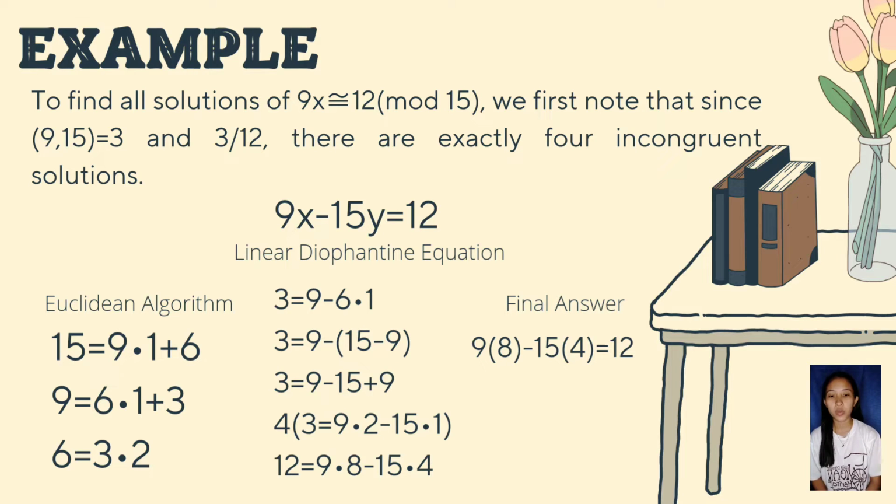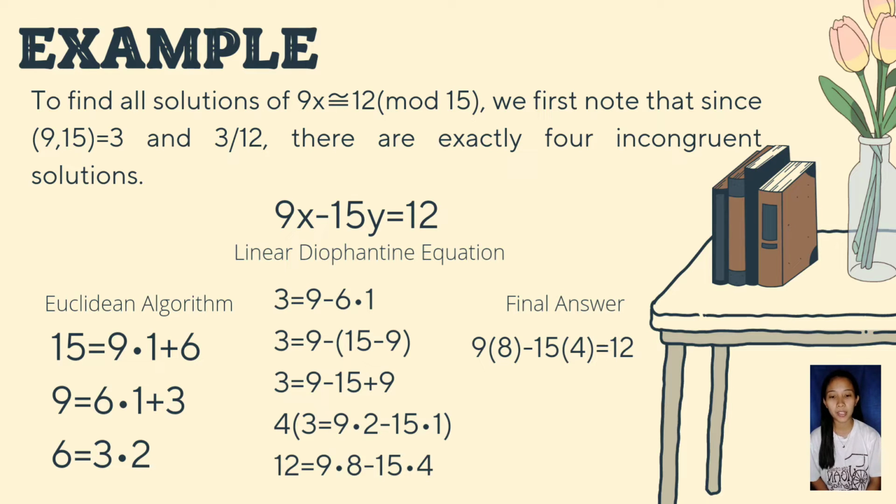So, 3 is equal to 9 because 9 is equal to 6 times 1 plus 3. Diyan natin kukunin yung pag-back substitution. So, we have 3 is equal to 9 minus 6 times 1. So, 3 is equal to 9 minus 6 times 1, where 6 is 15 minus 9, kasi yun yung pinakauna nating ginawa, yung 15 is equal to 9 times 1 plus 6. So, 3 is equal to 9 minus (15 minus 9).